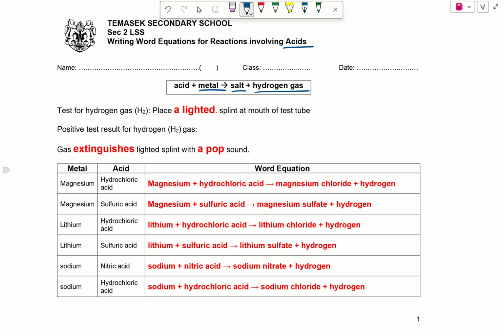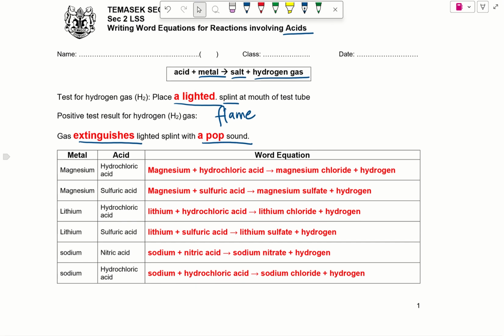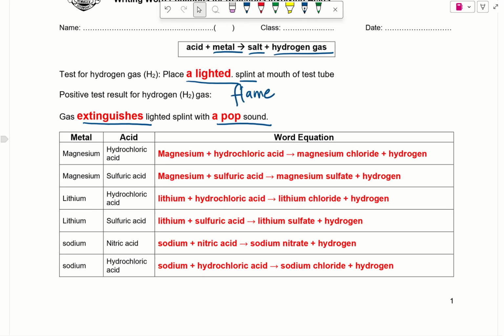So how do we test for hydrogen gas? We place a lighted splint. That means there must be a flame on the splint, which is a stick, at the mouth of the test tube. This is to test for hydrogen gas, and what happens is the gas will extinguish the lighted splint with a pop sound. So this is how we test for hydrogen gas.